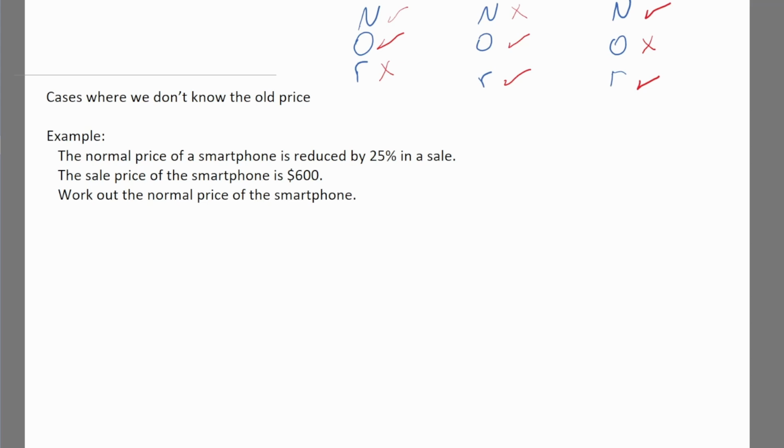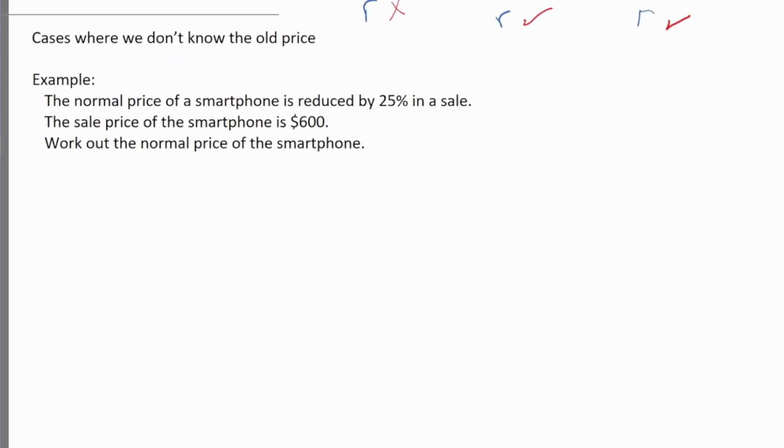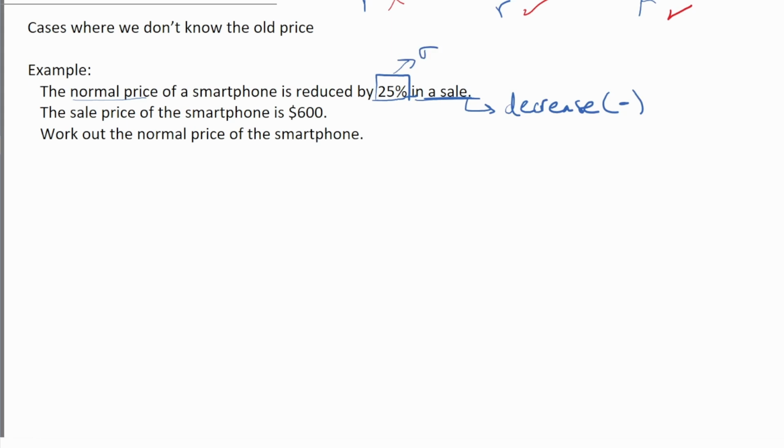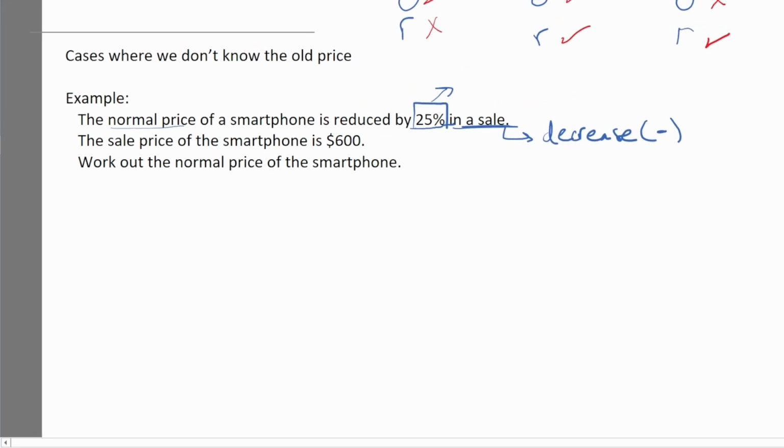Okay, let's take a look at this question. This is an example, so you don't need to try to solve it. The normal price of a smartphone is reduced by 25% in a sale. A sale is always a percentage decrease. Always. So negative 25%, so this is obviously the R.